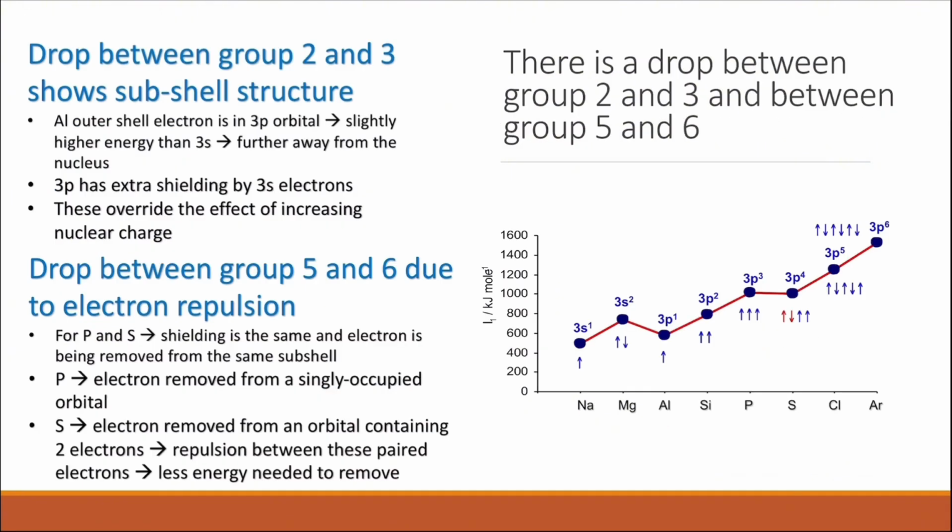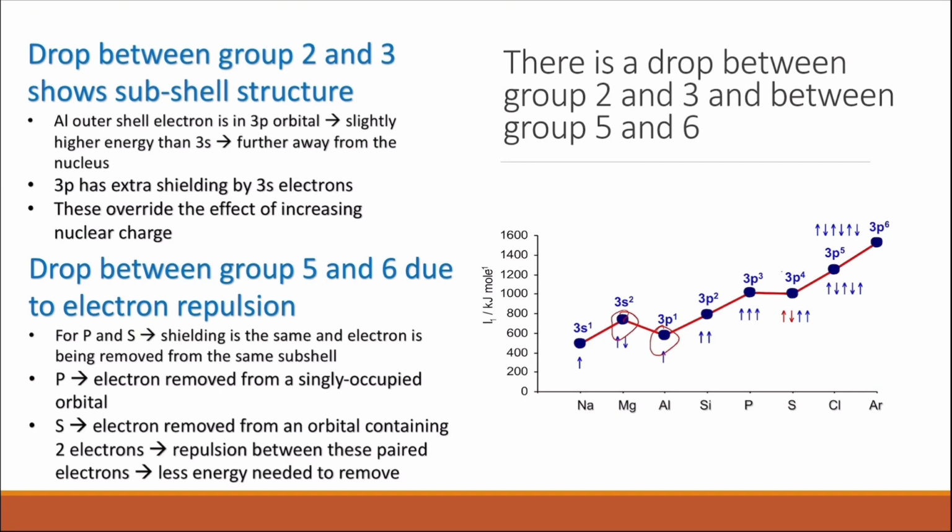However, across the period, we have two exceptions. The first is the drop that you can see between group 2 and group 3. This drop is because in group 3, you start to remove electrons from the p subshell. So now the p subshell is further away from the nucleus and a little bit more shielded than the s. When we are talking about period 3, we are talking about 3s and 3p. This is why aluminum's first ionization energy is lower than magnesium's.